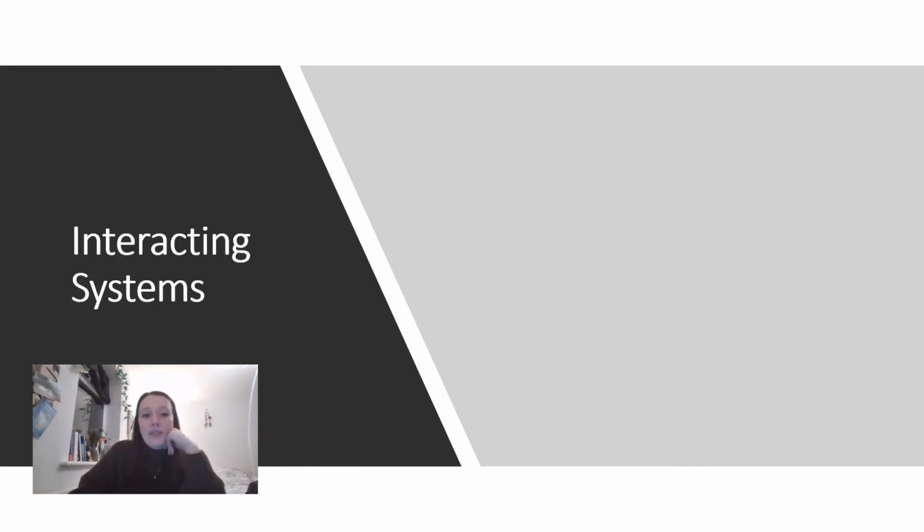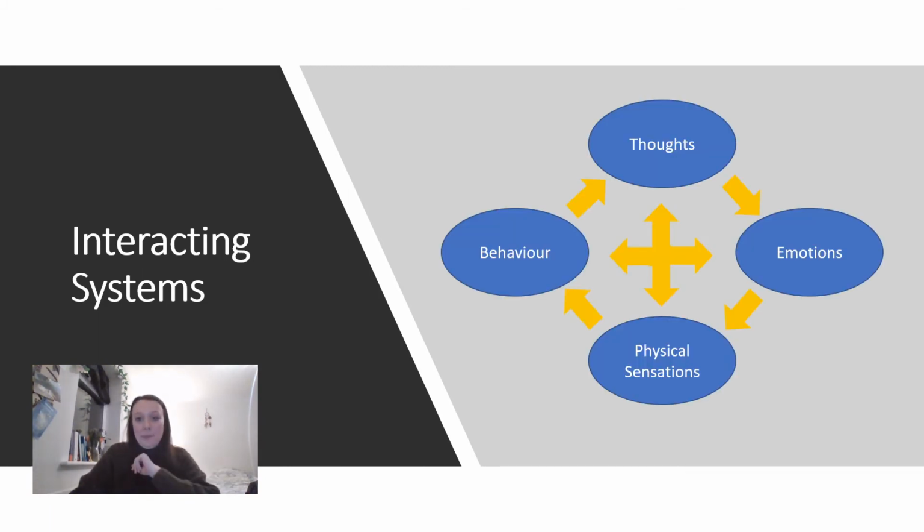Now we come to the interacting systems part, the interacting systems principle. If you've ever learned anything about CBT, you will know what this is. Some people call it the hot cross bun. I wouldn't say that was a particularly professional term, but people know what this means. The idea is that your thoughts will interact with your emotions and your behaviour and your physical sensations, and it will impact on all of these things. Each of those will interact with the other.